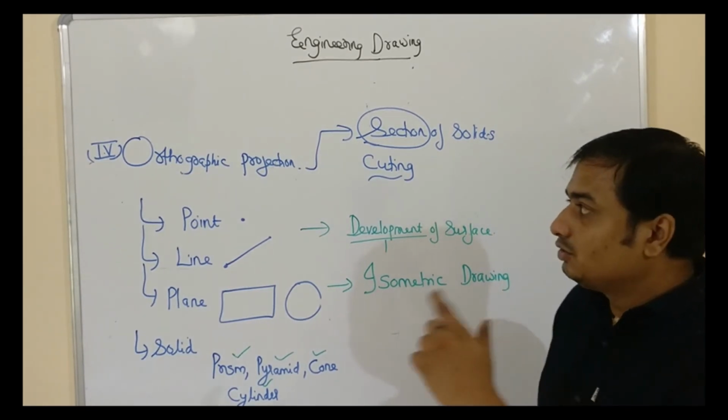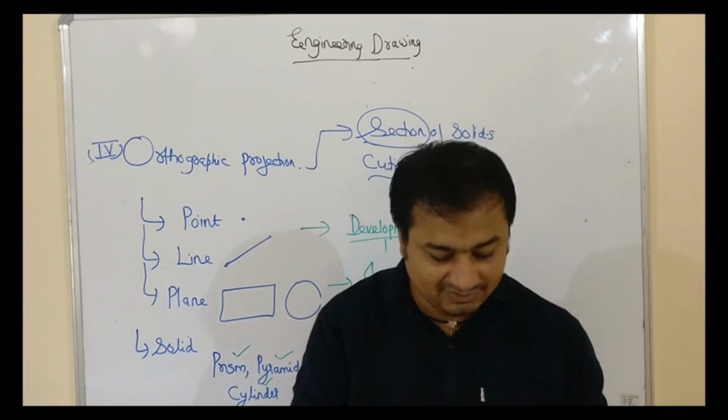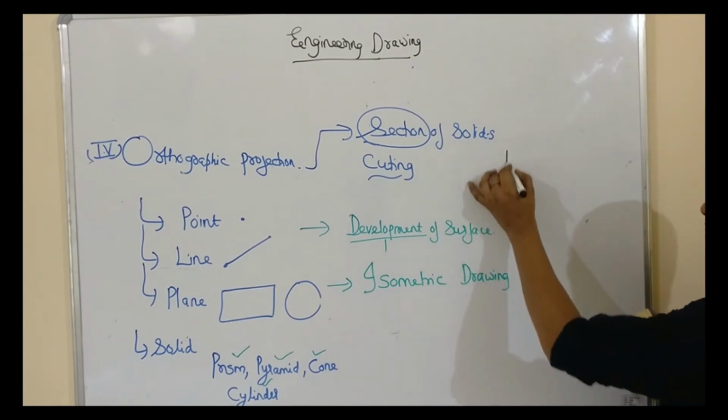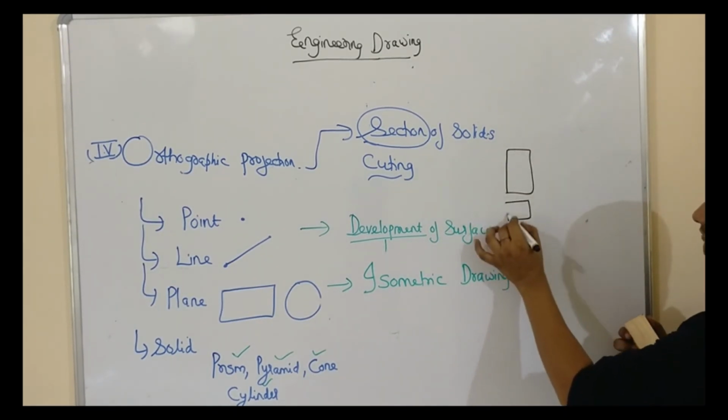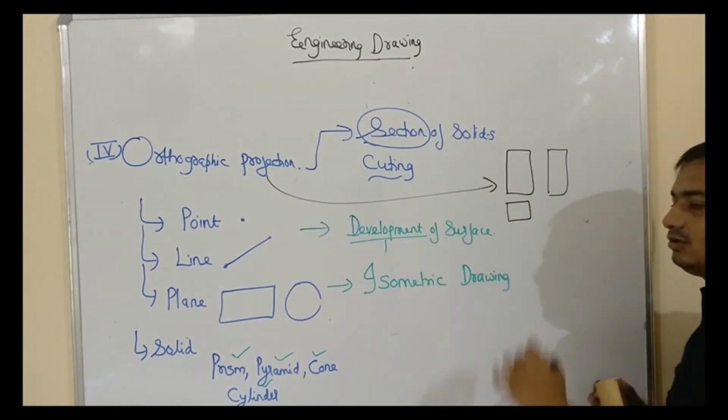Like in orthographic we were having different views, like front view, top view, side view. As we have seen in the duster, we have plotted the front view, the top view, and the side view of the duster. So this was orthographic.